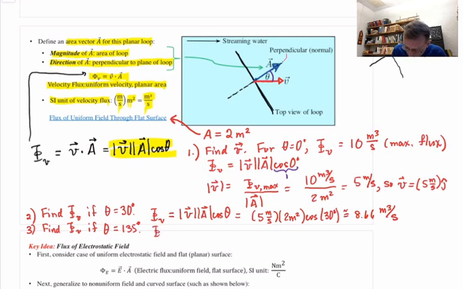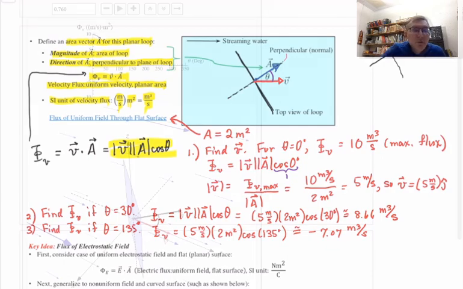Okay, so again, we're going to do magnitude v, magnitude a, cosine theta: 5 meters per second, 2 meters squared. Now I'm taking the cosine of 130 degrees, and the cosine of an angle bigger than 90 is a negative value. So you get, to 3 sig figs, negative 0.07 meters cubed per second. Yes, it can be negative. It just means the angle between the n hat, or the area vector, and the v is greater than 90.